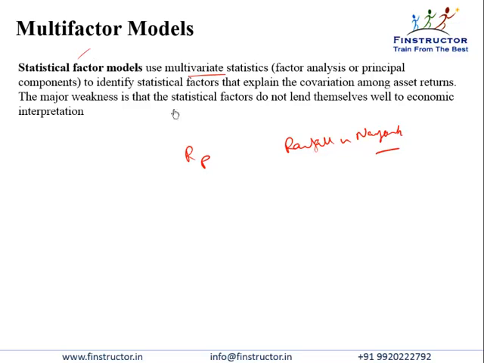The problem is that they do not lend themselves well to economic interpretation. For example, there is no logical reason why returns on an Indian market will be correlated or will be dependent on the rainfall in New York. However, statistical models ignore all that and they just try to find statistically what variables have best explained the returns, even though there may at times be no economic correlation.